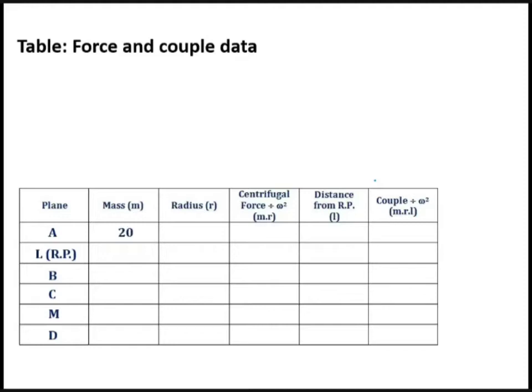What is the mass m1? 20. What is the radius of mass m1? 0.06. So what will be the centrifugal force? 20 multiplied by 0.06, you will get 1.2. Now the distance from the reference plane.